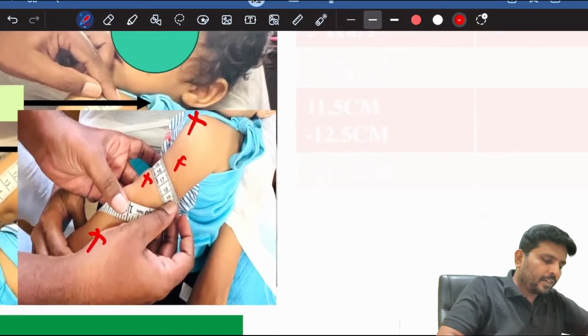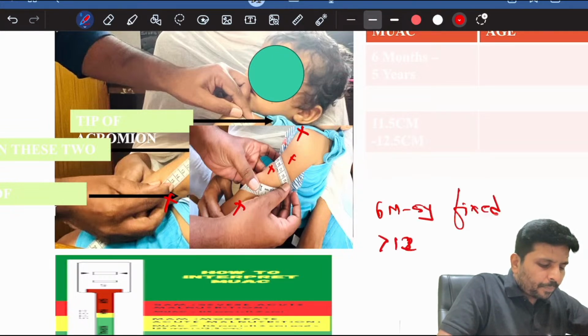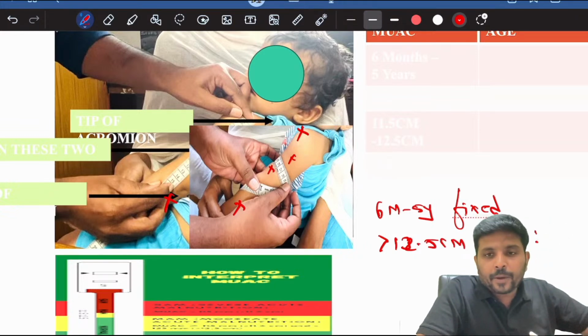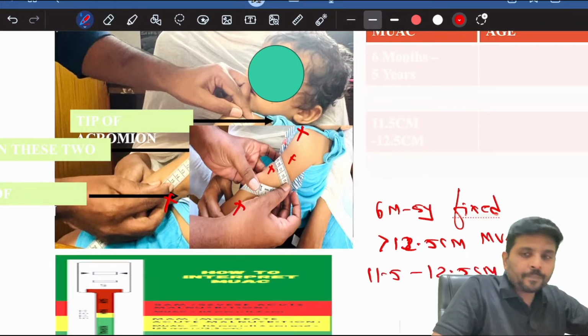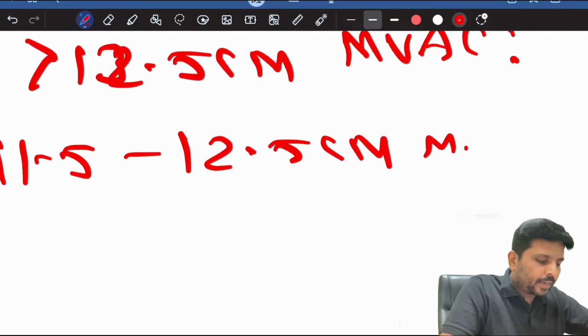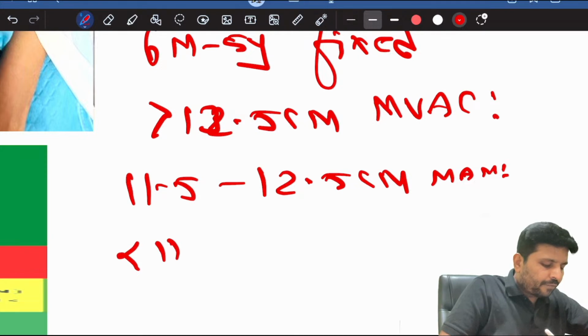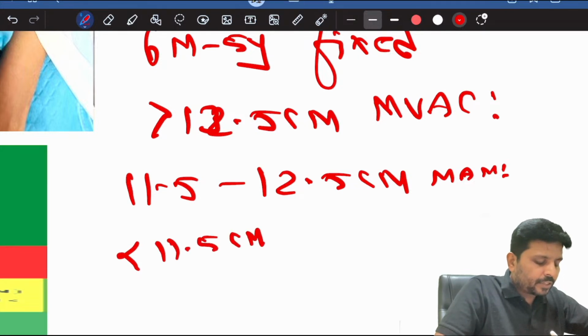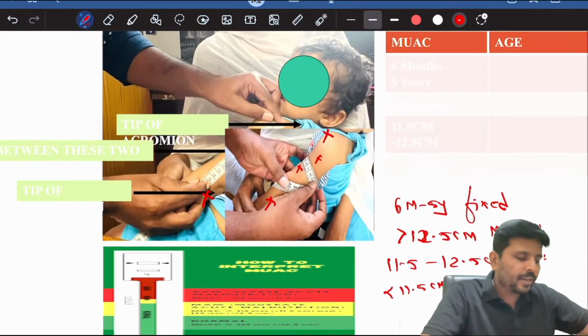What is the use of mid upper arm circumference? Normally between 6 months to 5 years for all children it is fixed. It should be more than 12.5 centimeter. If it is between 11.5 to 12.5 centimeter, the child is said to have moderate acute malnutrition. If it is less than 11.5, the child is said to have severe acute malnutrition.